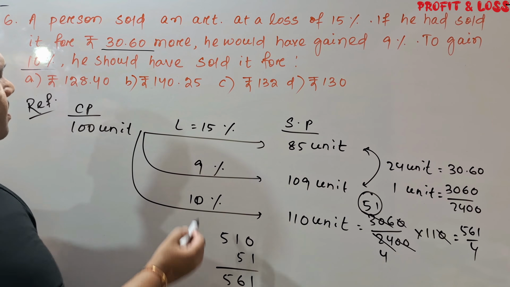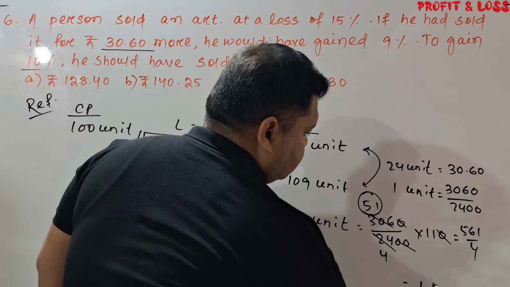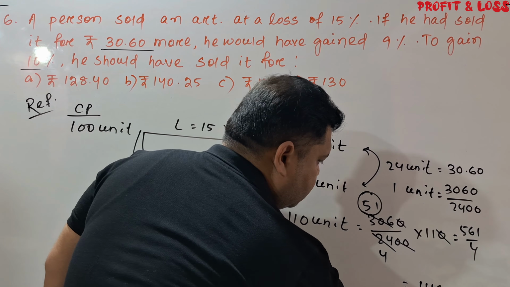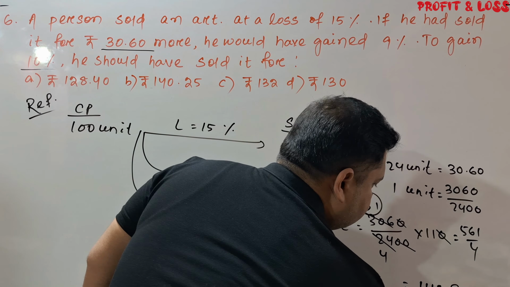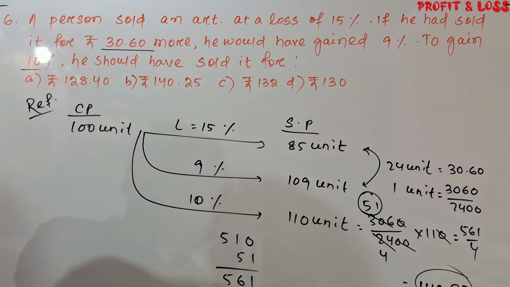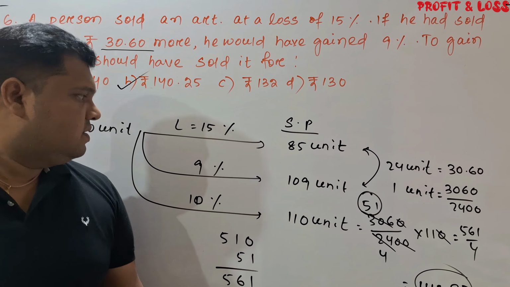So 4 into 1. Here I will write the answer. 4 into 1, so 1, 6. 4 into 4, 16. Remainder is 1. So 0, so 10. So 4 into 2, 8. Then 24 into 5. So 104.25. Option B is correct. Option B. So it is calculation based.